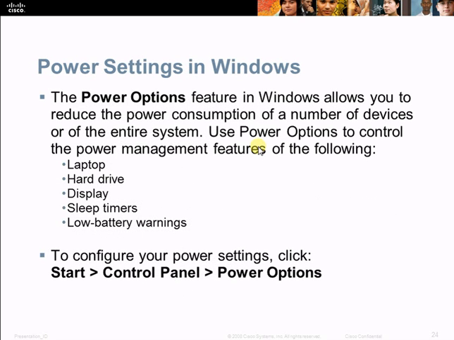So some of our power settings in Windows will allow you to reduce the power consumption of a number of devices or the entire system, so you can control the laptop as a whole, the hard drive, display, sleep timers, low battery warnings. You can get to this from the start icon. You'll see that there's the path there. And remember, whenever you see these paths in your reading or in these notes here, you want to make sure you learn that.